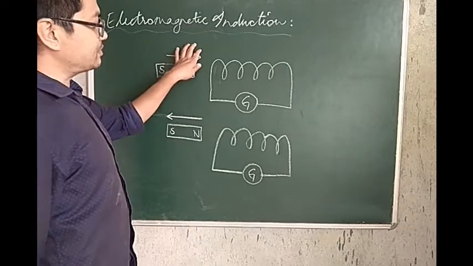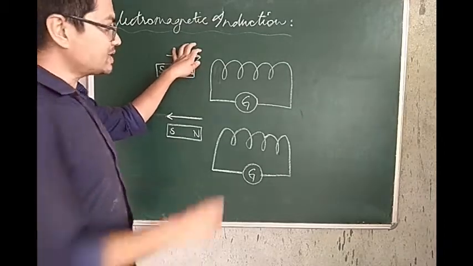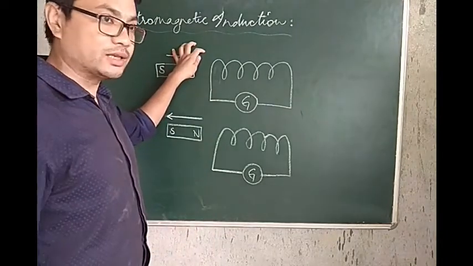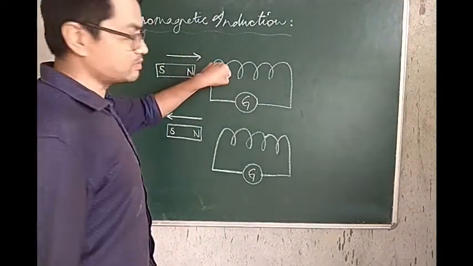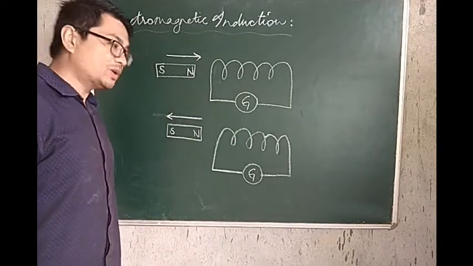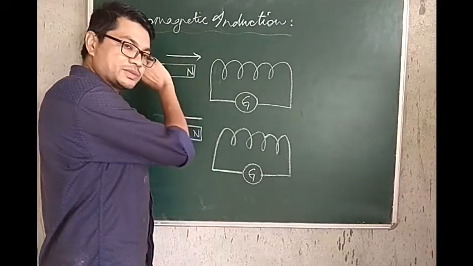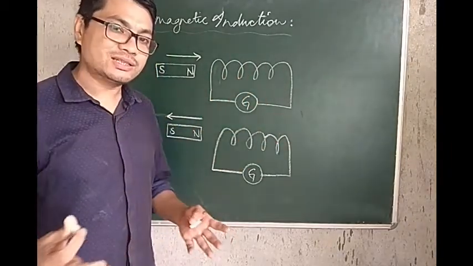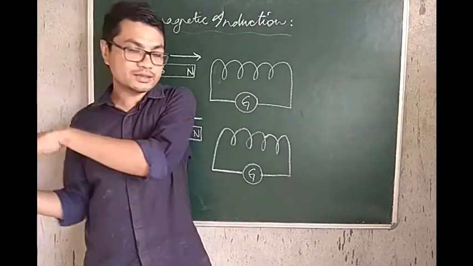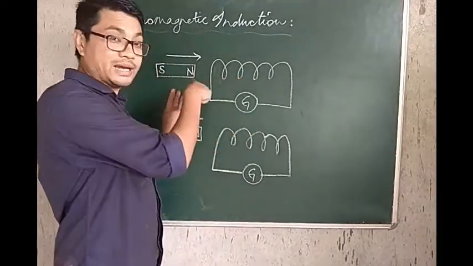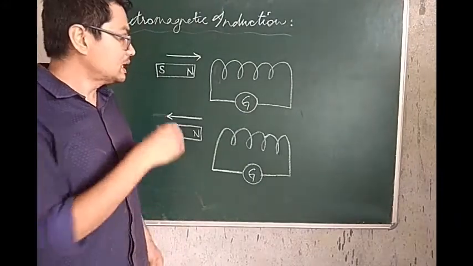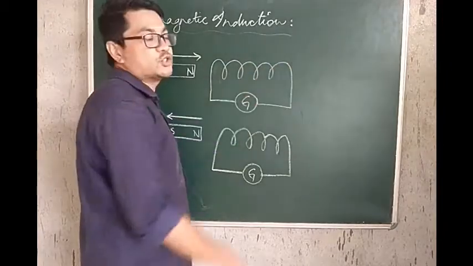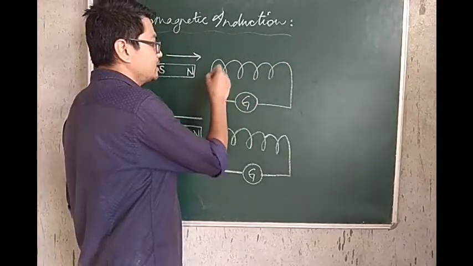So initially, say for example, this magnet is not here. So what is the magnetic flux linked with the coil? The magnetic flux linked with the coil is zero or nothing. Now what you're doing is you're bringing this magnet closer to the coil. So what is happening when this magnet comes closer to the coil? The magnetic flux linked with the coil obviously is changing from nothing initially to something when the magnet comes closer. So since there is a change in the magnetic flux, an induced current is generated.